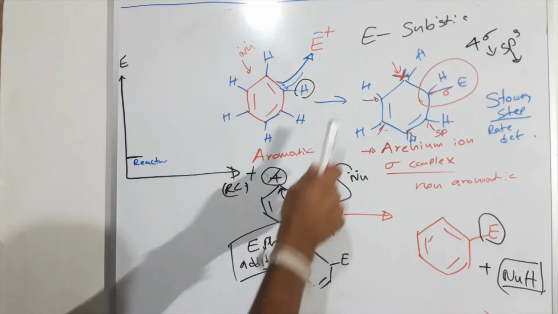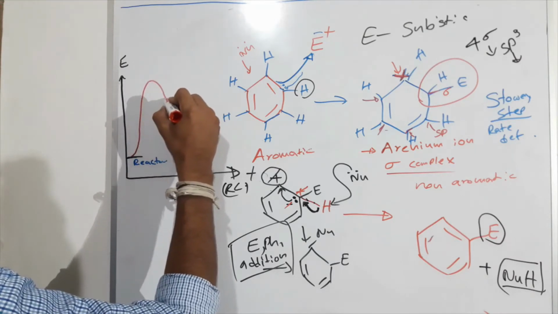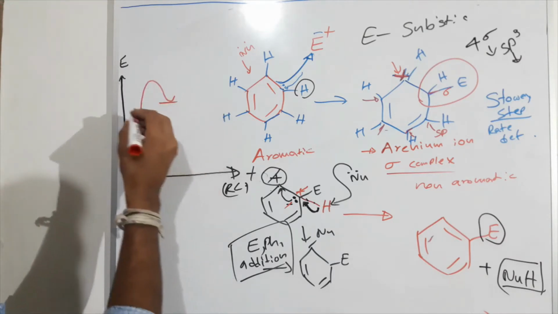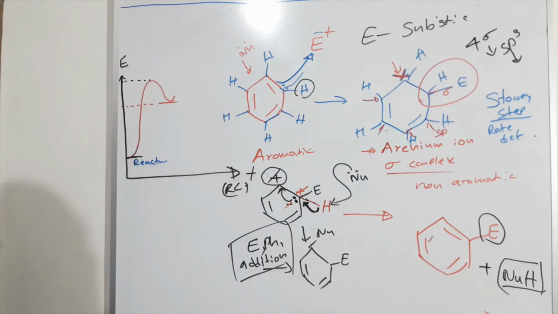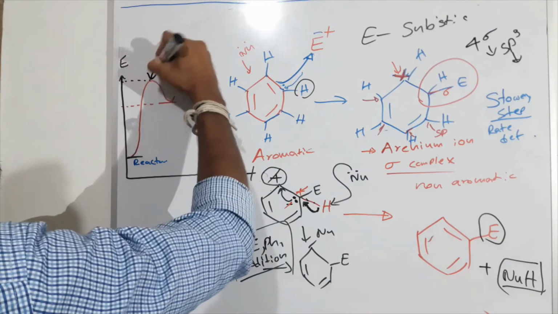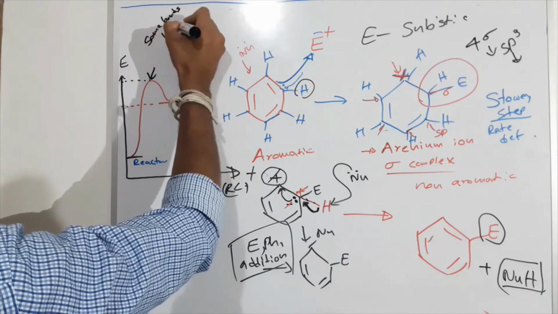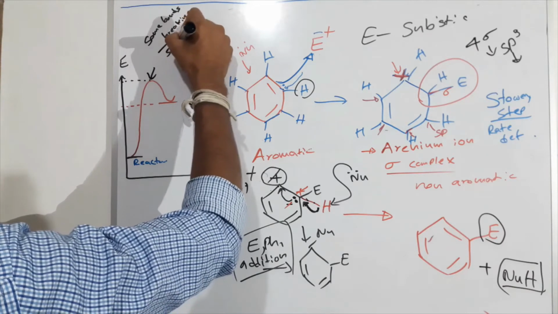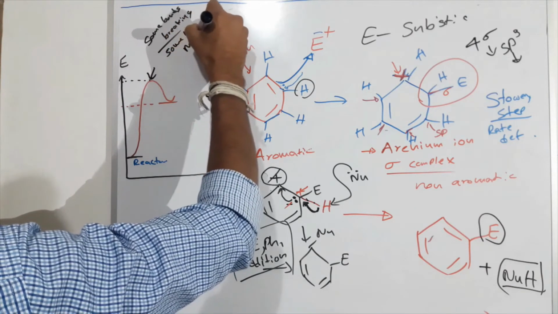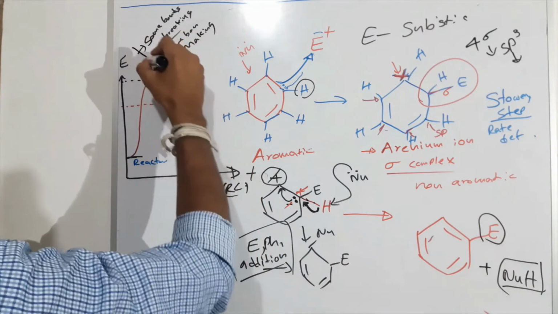In the first step, what happened? It will form a carbocation. This is the energy of the carbocation and this is the energy of the transition state. We know that in the transition state, some bonds are breaking, otherwise some bonds are making, present continuous. Some bonds are breaking and some bonds are making during this transition state.